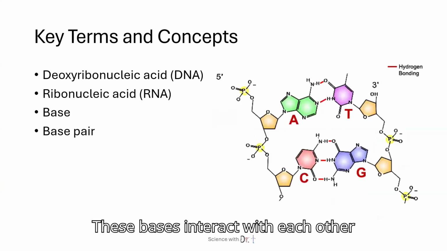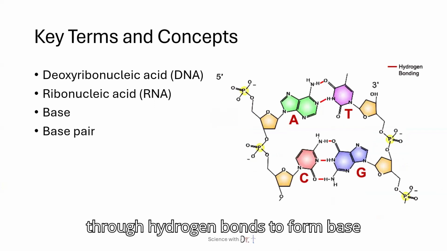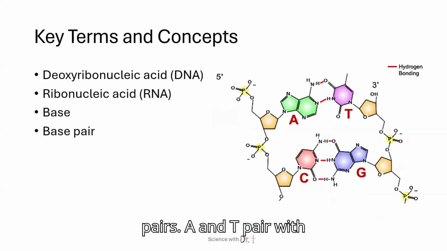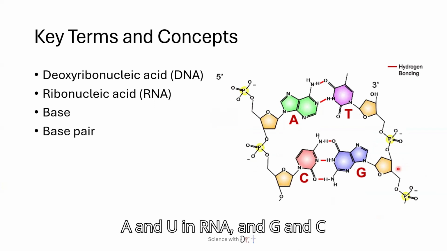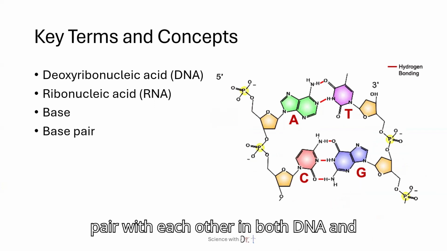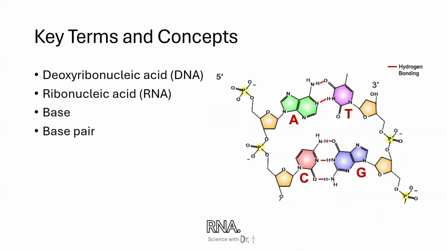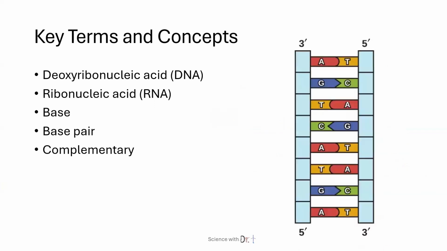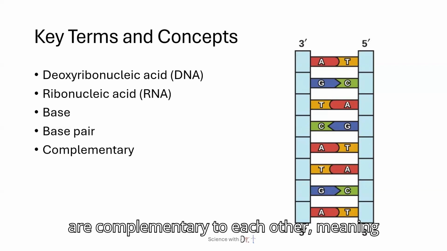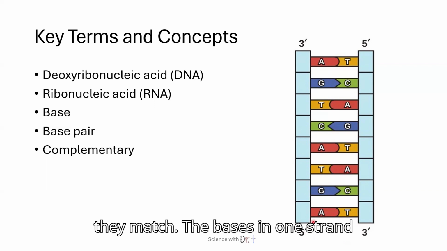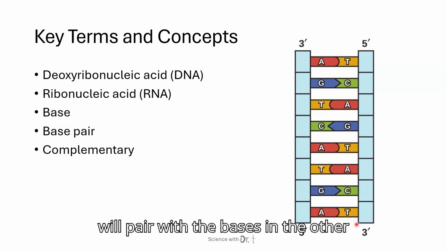These bases interact with each other through hydrogen bonds to form base pairs. A and T pair with each other in DNA, which would be A and U in RNA, and G and C pair with each other in both DNA and RNA. DNA is double-stranded, so those strands are complementary to each other, meaning they match. The bases in one strand will pair with the bases in the other strand.